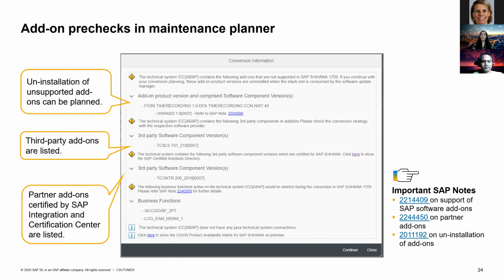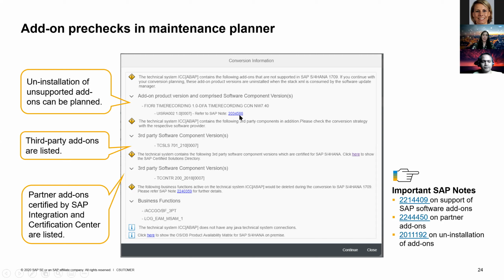On the top here, you can see that maintenance planner has identified an add-on. In this case, this is the Fiori time recording add-on, which is not supported in the S/4HANA target version selected. It also indicates that this add-on could be uninstalled. If you go through with this process, then during the SUM execution, this add-on would be uninstalled. And there are some important links like this which are provided, so you can look up more information directly from maintenance planner.